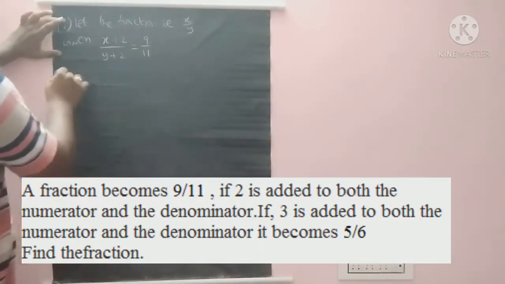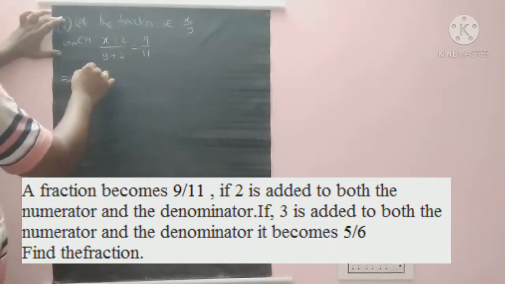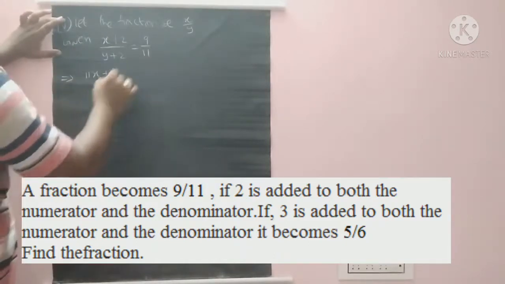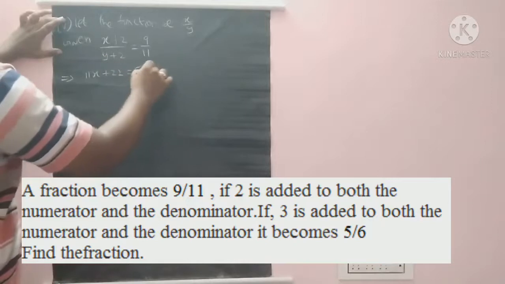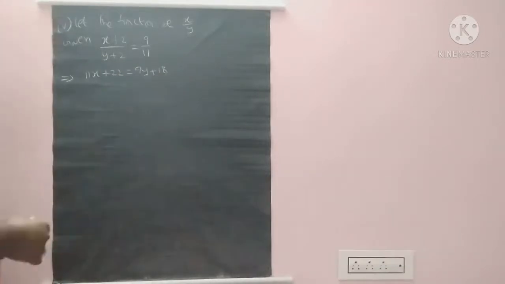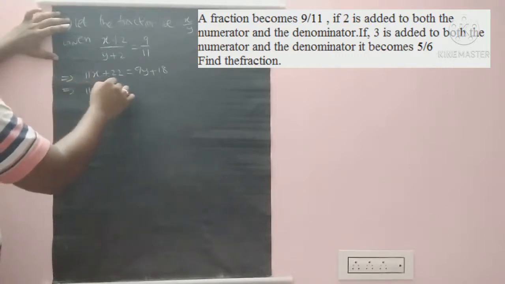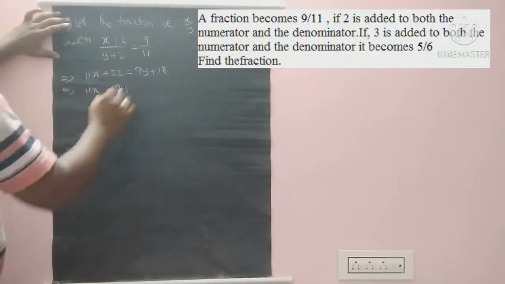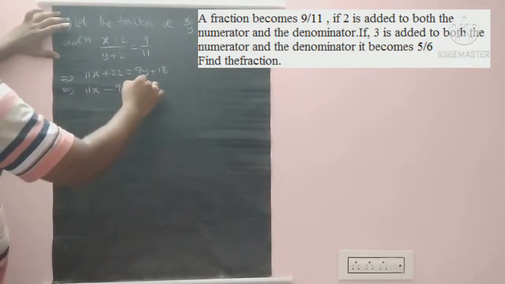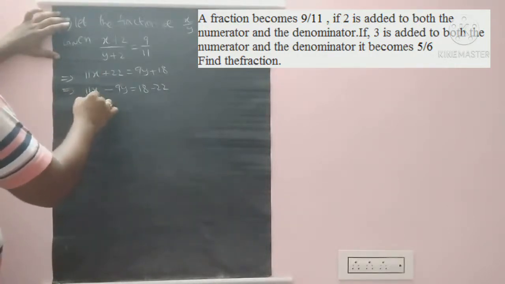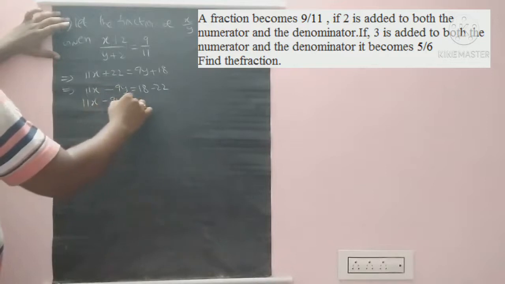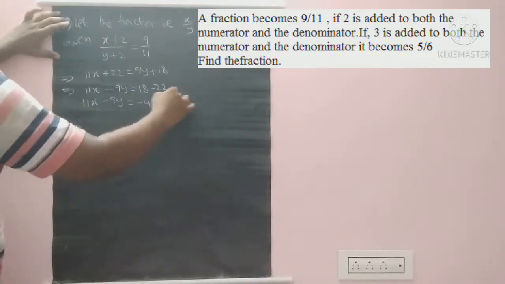So by this we can write, if we cross multiply, 11x plus 22 is equal to 9y plus 18. So 11x minus 9y is equal to 18 minus 22. 11x minus 9y is equal to minus 4. Let it be 1.